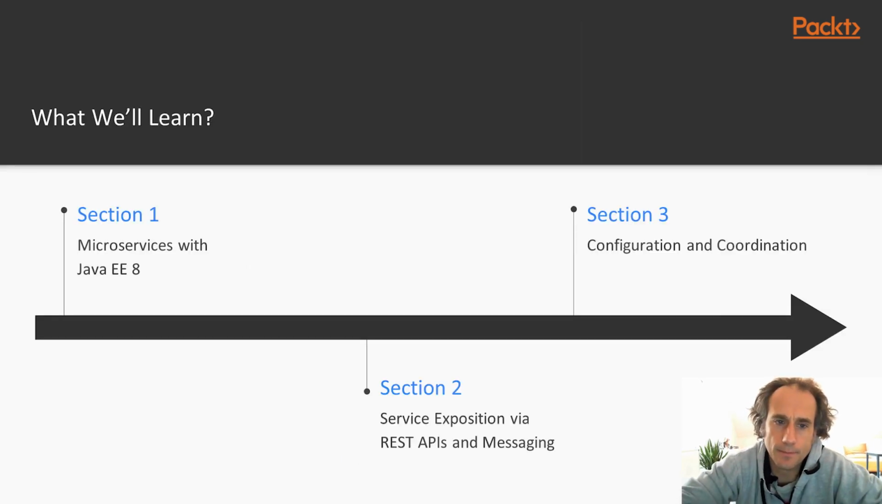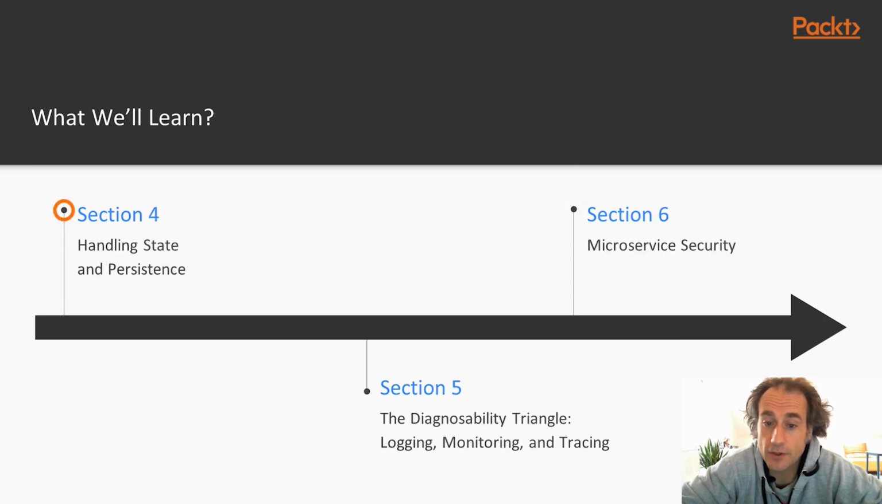So this is what we'll learn. The first section sets the base. We'll talk about building and containerizing and running microservices with Java EE. The second section is about building and calling synchronous and asynchronous APIs. Section 3 is about configuration and coordination in a cloud environment. Section 4 will be about handling state and persistence in a cloud-native environment. The fifth section is about adding diagnosability to your cloud-native application. And finally, in Section 6, we talk about securing your cloud-native applications with JSON Web Tokens and role-based access control.